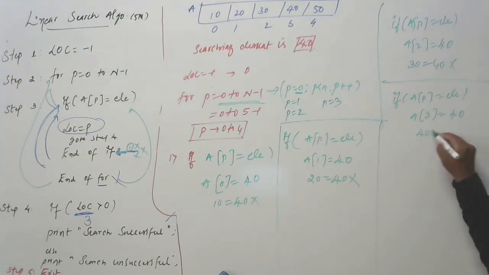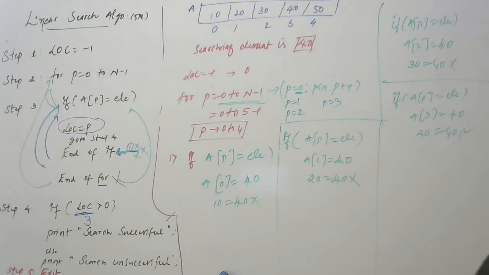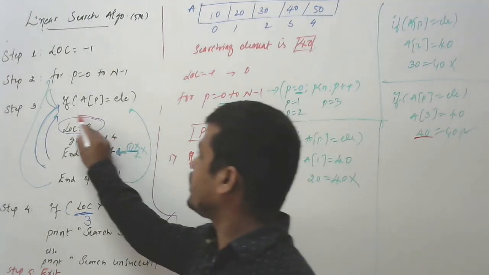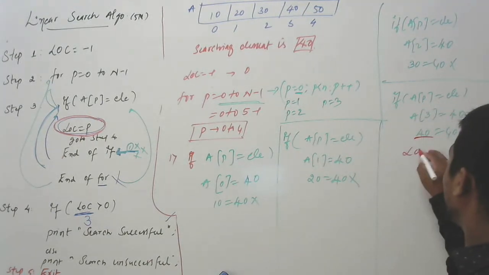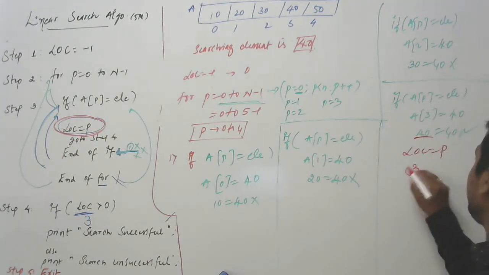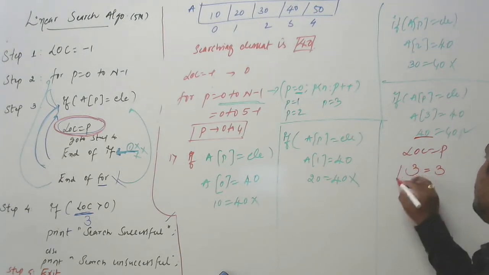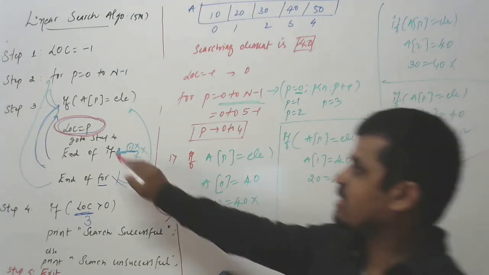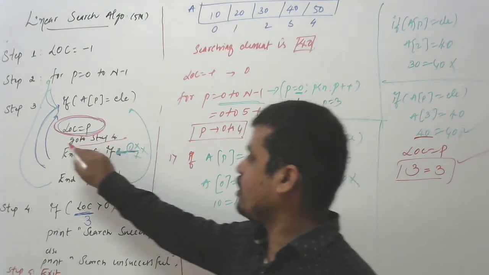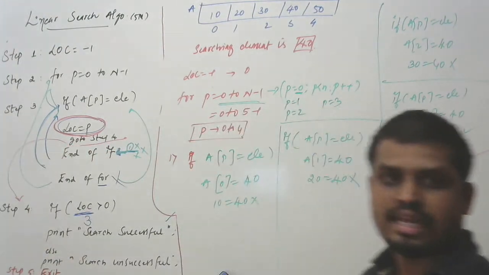If A of P equals to searching element, P means 3, searching element is 40. So 40 equals to 40, you are searching the 40 itself. So the compiler immediately identifies your searching element. Then this particular statement will get executed, that is location equals to P. Location is 3. Condition is true. Once this condition becomes true, go to step 4.